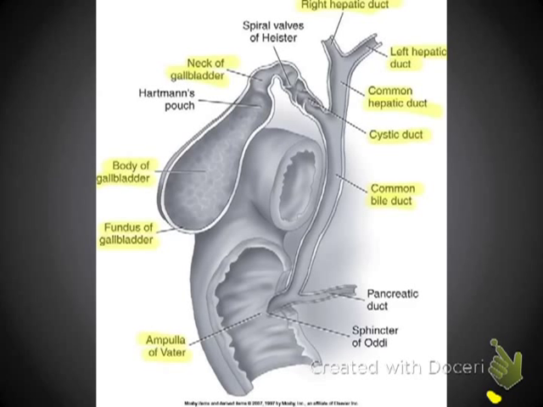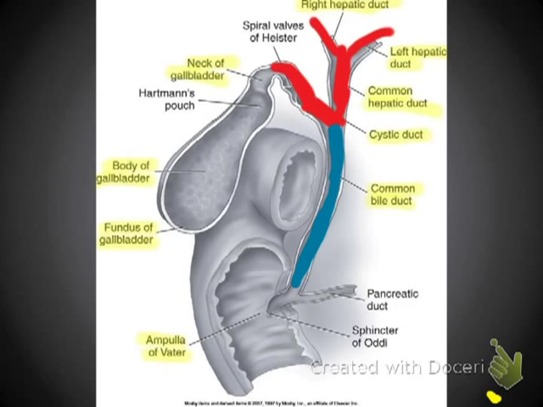Here's a diagram that's a little more prevalent here. We have the fundus of the gallbladder, the body, and we have the neck. And so at the neck we have the cystic duct, and then we have the right and left hepatic duct forming the common hepatic duct and meeting the cystic duct here. Once it meets the cystic duct, we have the common bile duct.